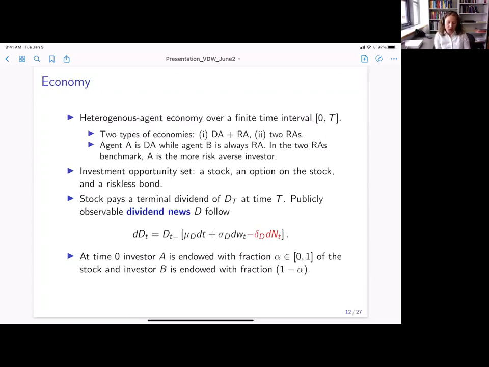In terms of the investment opportunity set, we'll have a market with a stock, an option on the stock, and the riskless bond. I will relax this later when I would like to study multiple derivatives. The stock will be a claim on the terminal dividend at time capital T, and we will have a publicly observable dividend news process that follows basically a GBM with a jump. I will start with one jump.